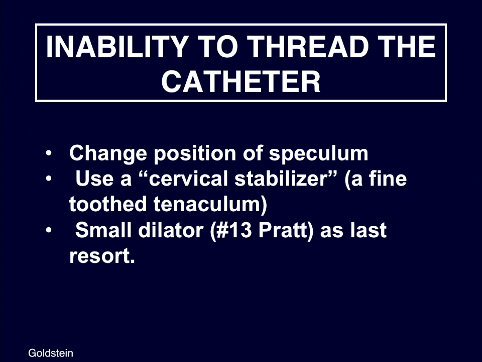Sometimes you can't thread the catheter. What happens then? Well, if you change the position of the speculum, it often will change the angle that the cervix makes with the corpus, and the catheter slides right in. If not, I use a cervical stabilizer. And this is a very, very fine-toothed tenaculum, and as a last resort, I might use a small number 13 Pratt dilator. This is a single-toothed tenaculum.